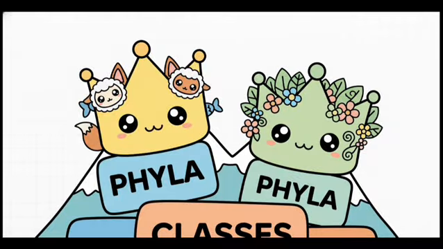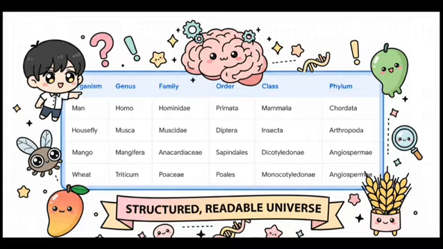When we tie this whole thing together, we get this beautifully organized framework. Looking here, you can see exactly how a human being, a housefly, a mango, and wheat all fit absolutely perfectly into this logical filing system. Take us, for example. A human is Homo sapiens. We're in the genus Homo, family Hominidae, order Primata, class Mammalia, and phylum Chordata. Every single organism out there represents a distinct biological entity and holds a very specific rank in this system. It takes the overwhelming, mind-boggling chaos of billions of living things and transforms it into a structured, readable universe.